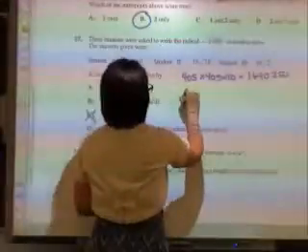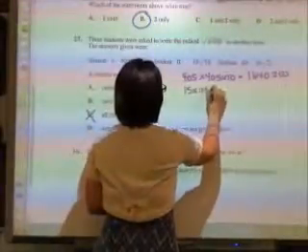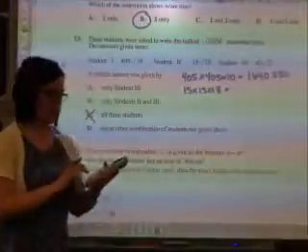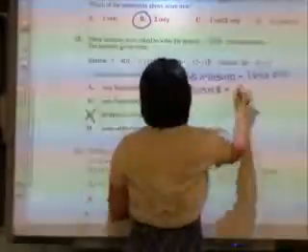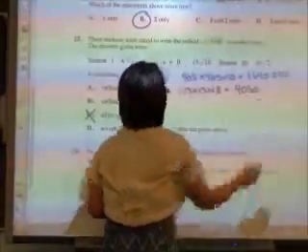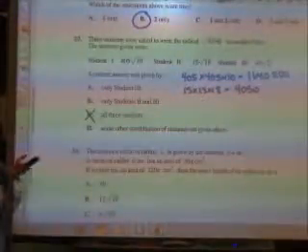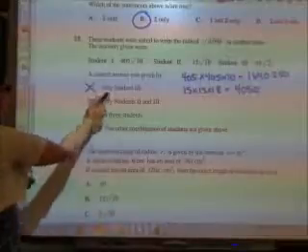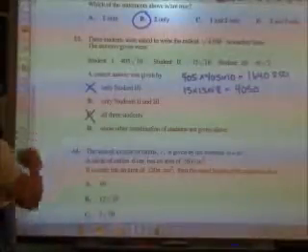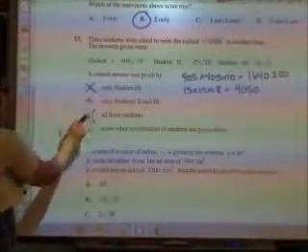Student 2, 15 times 15 times 18. 15 times 15 times 18, 4,050. Okay? So that means that it can't be A, because it can't be only student number 3, because we already have student number 2. So now I'm left between B and D.